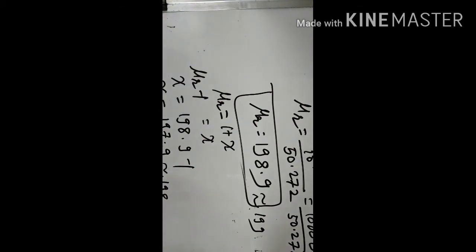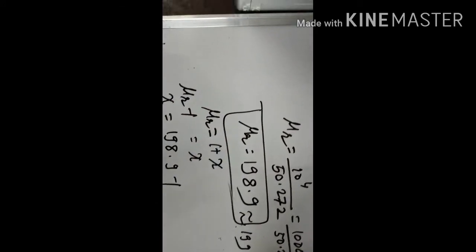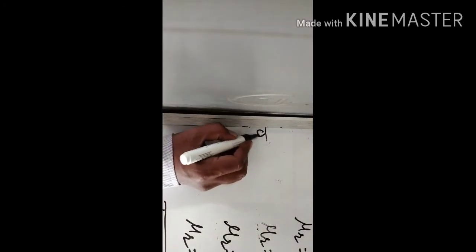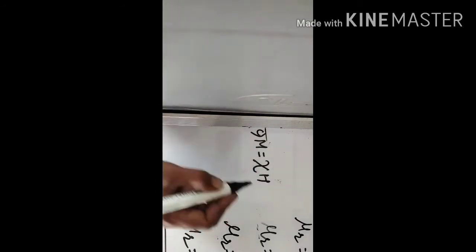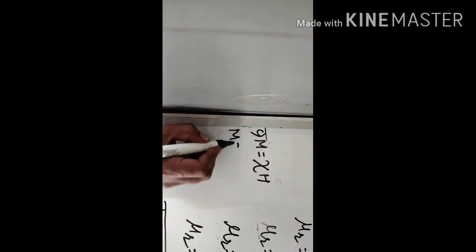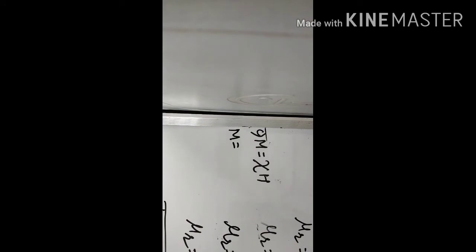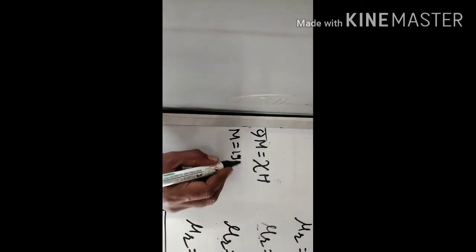So this one is the magnetic susceptibility and this is the relative permeability. Okay, so relative permeability and magnetic susceptibility. Now we have to go to the magnetization, the third point, that is point C. Magnetization, M is equal to chi into H. So M is equal to, we know the chi. So what is the chi?